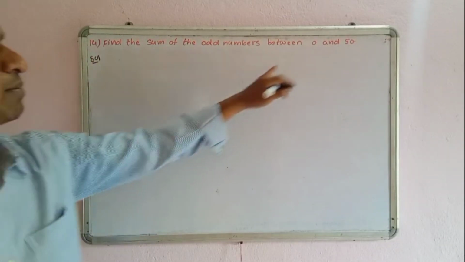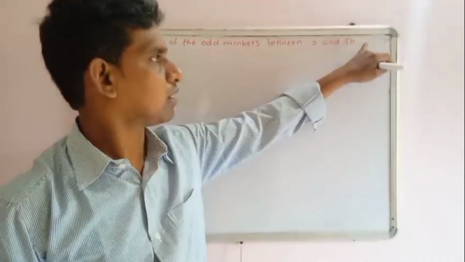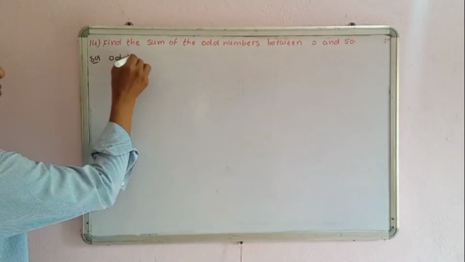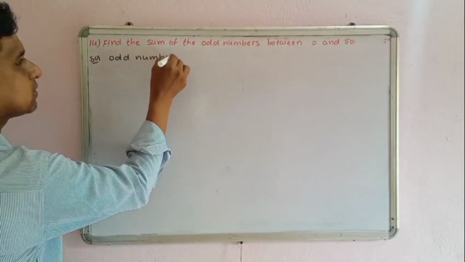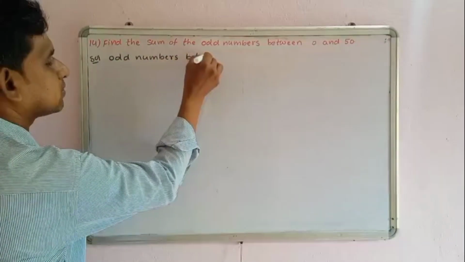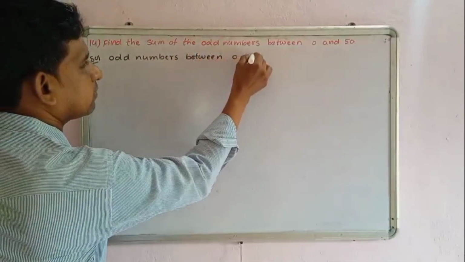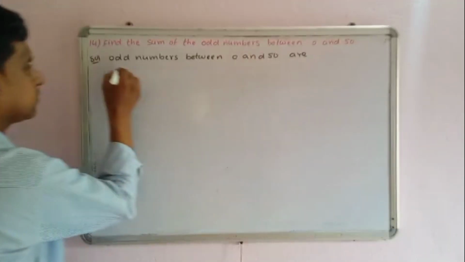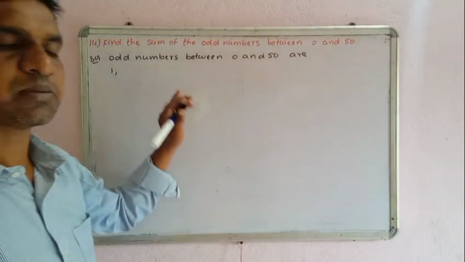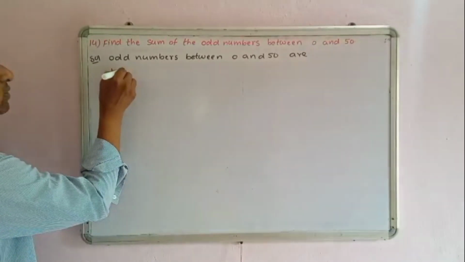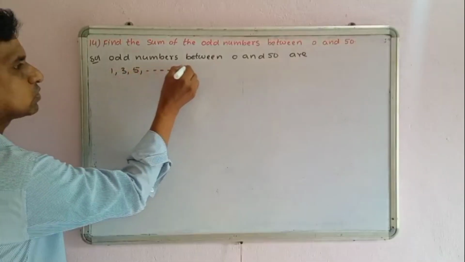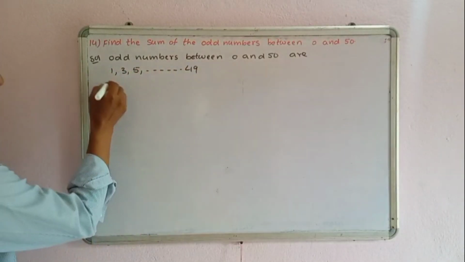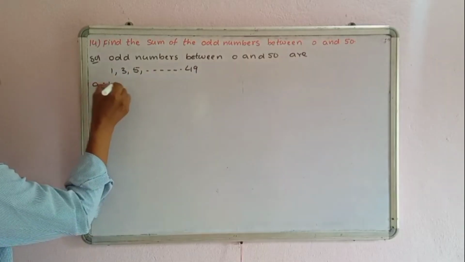What is the first odd number between 0 to 50? So 1. Odd numbers between 0 and 50 are 1. First number is 1. What is the next number? 3. Next number is 5. So on 49. Okay. So here A1, the first term, is 1.